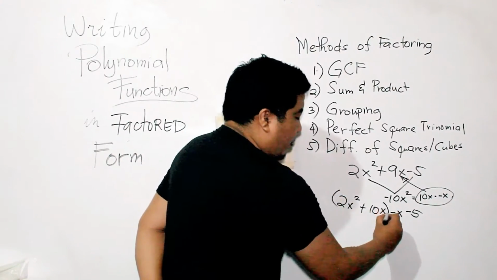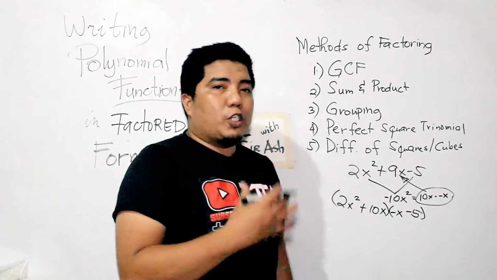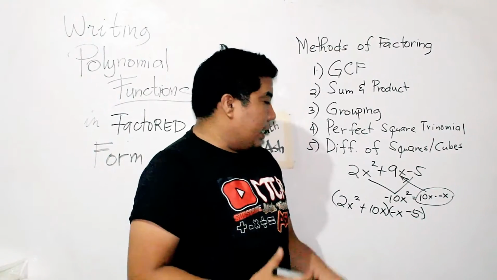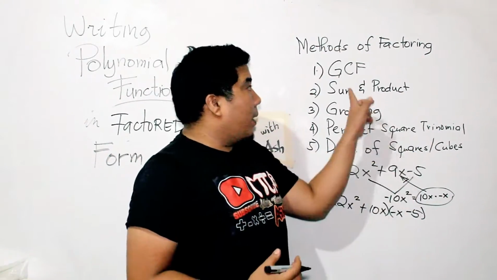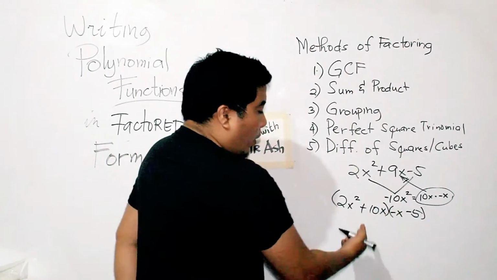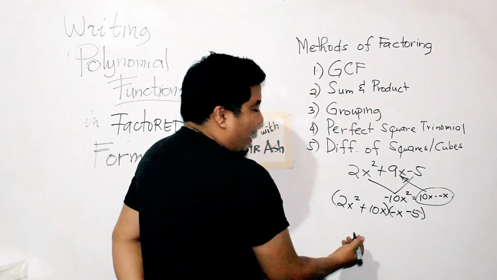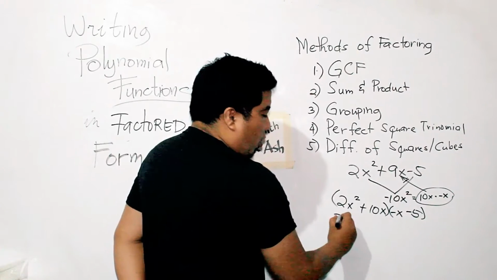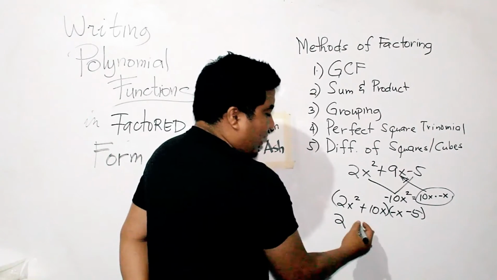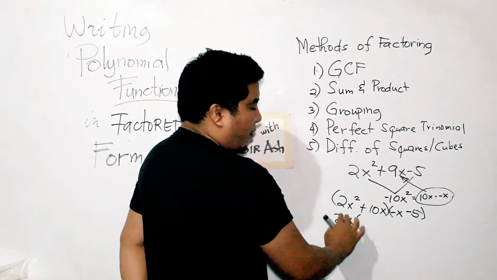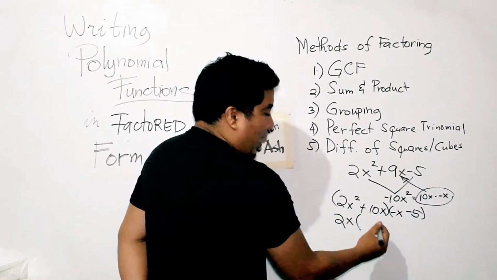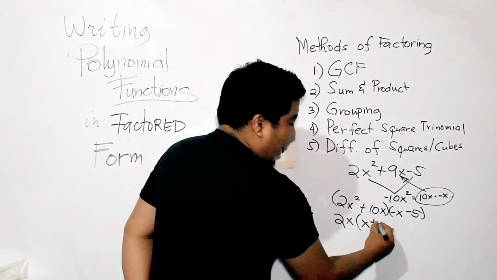You will group the first two terms and the last two terms. And then, you extract the common terms by the use of the GCF. What is common in 2x squared and 10x? For 2 and 10, the common is 2. For x squared and x, the common is x. If you extract 2x from this given binomial, you will have x plus 5.